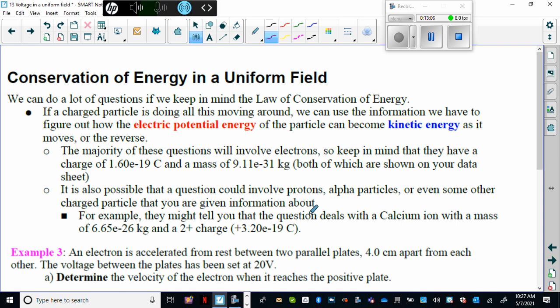Conservation of energy in a uniform field. You can do a lot of questions if you keep in mind the conservation of energy. When we're moving particles around fields, they're gaining potential energy and losing kinetic energy, or vice versa. They're gaining kinetic and losing potential energy. The majority of these questions involve electrons, so keep in mind that you have the mass and the charge of an electron, both on your data sheet. You could also be asked questions about alpha particles.